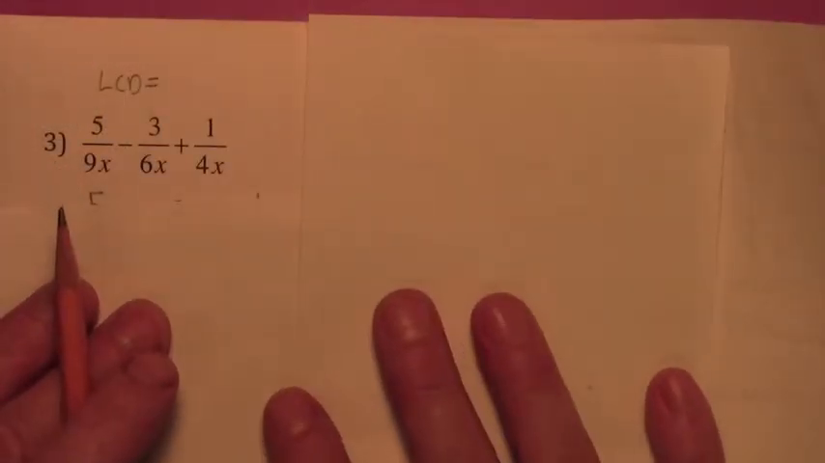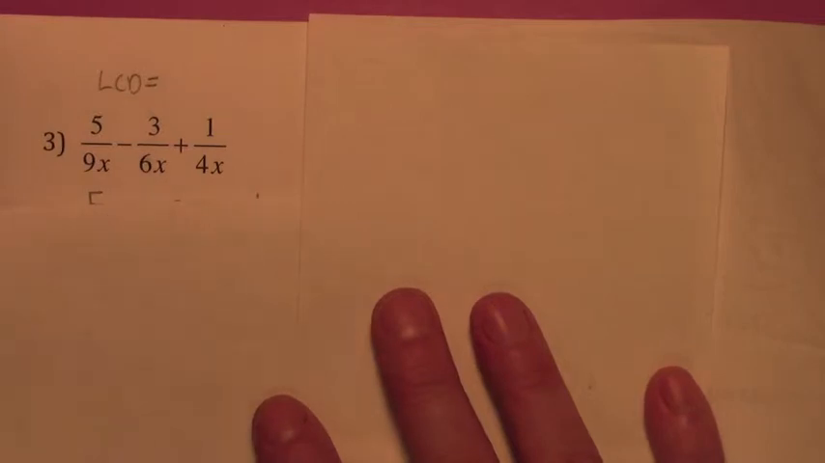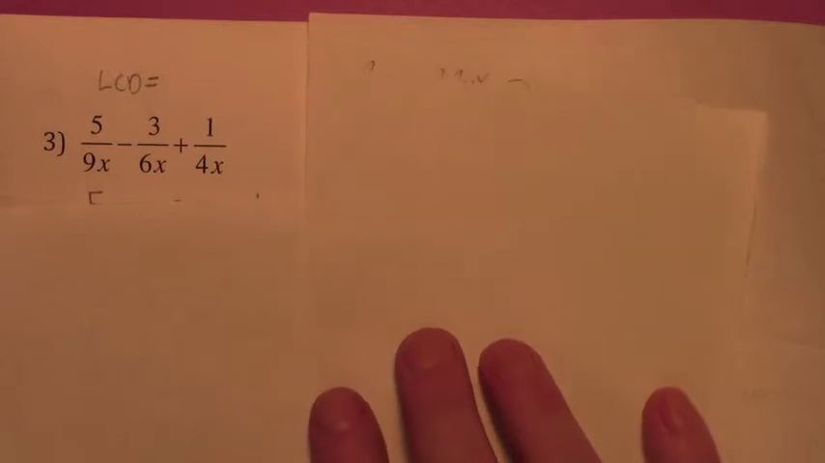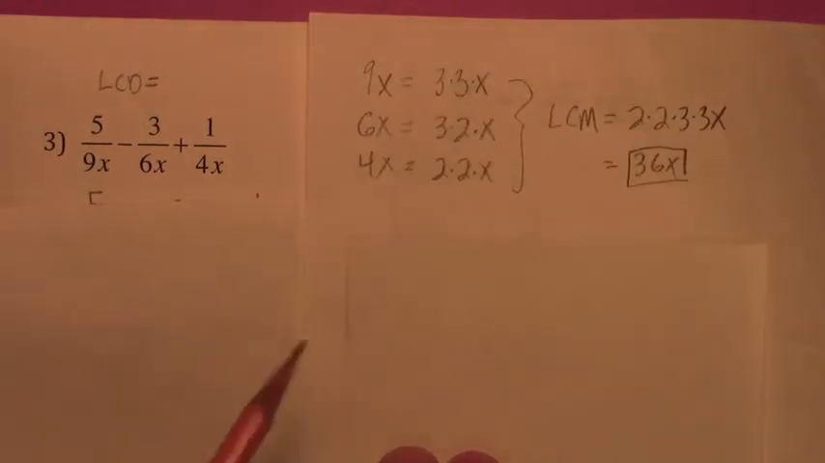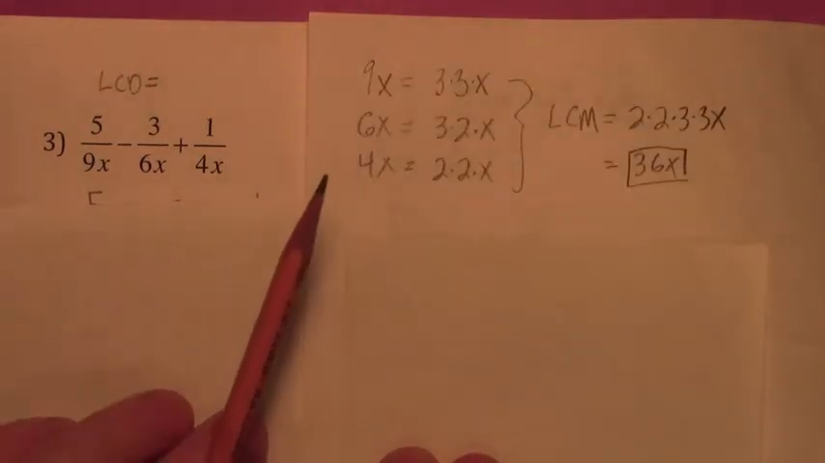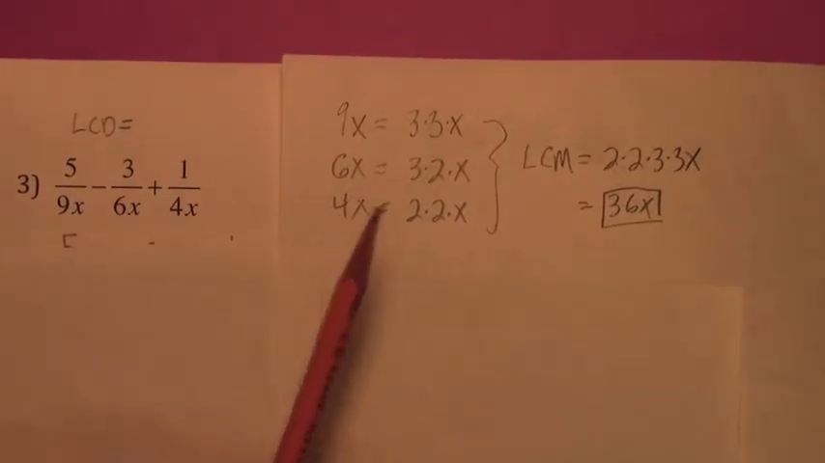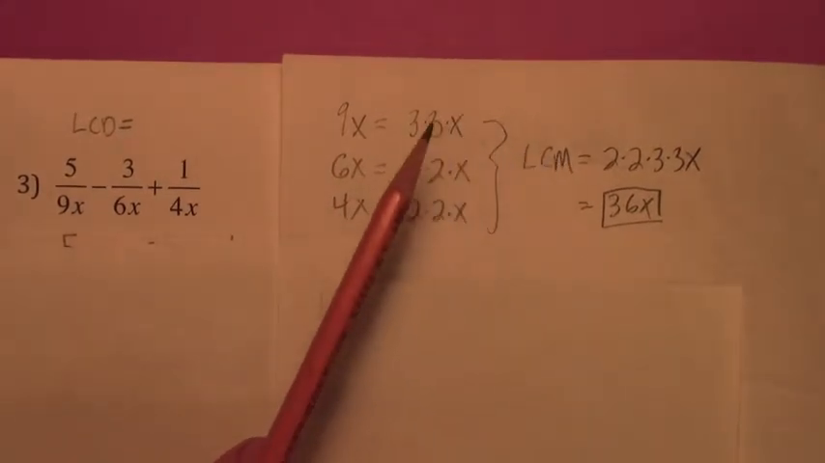Let's say you were working some of these and you weren't sure what the LCD is. Well, what's the LCD? I bet if you stared at that long enough, you'd figure out what the LCD is. But let's say you didn't know. Remember the process we talked about last time? What you do is you factor each one of the denominators separately, and then you use the number of factors that occurs the most in any one of the factorizations.